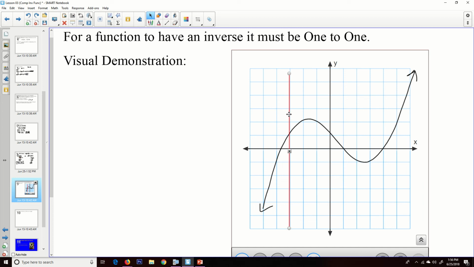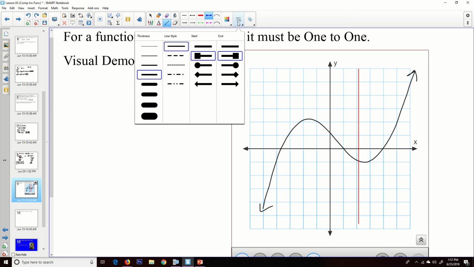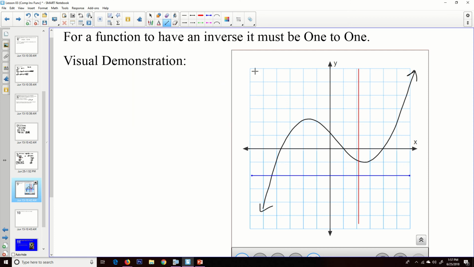So for a relation to be a function, it has to pass this vertical line test, which means it can only pass the vertical line in one spot. For every one x value, there is only one y value. Now, for a function to be one-to-one, it must not only pass that vertical line test, but it also must pass a horizontal line test.